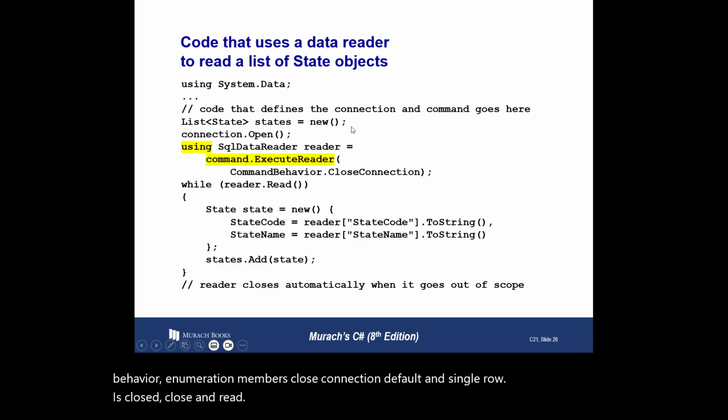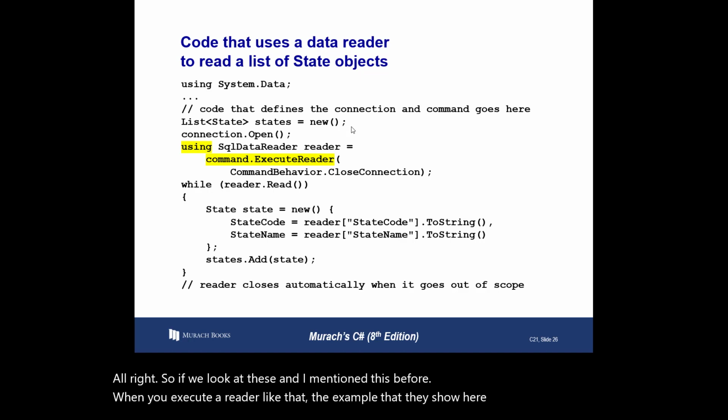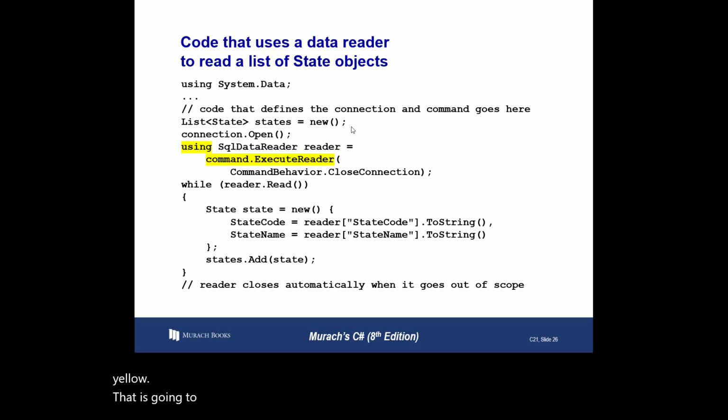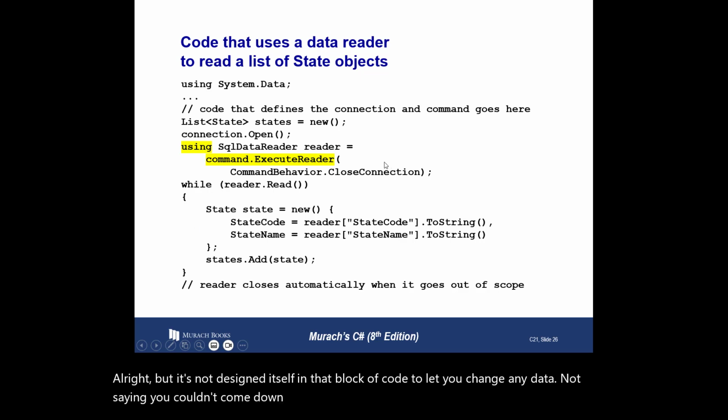If we look at these, and I mentioned this before, when you execute a reader like that, the example that they show here, that is in the yellow, that is going to be a read-only connection, so it'll give you information back, but it's not designed itself in that block of code to let you change any data. I'm not saying you couldn't come down below and change it.